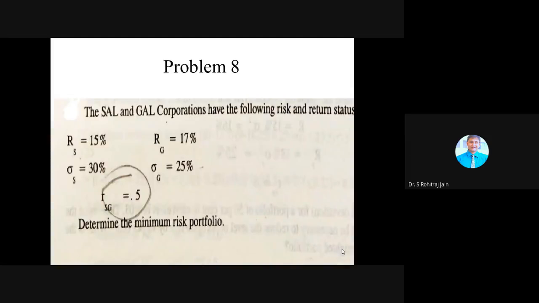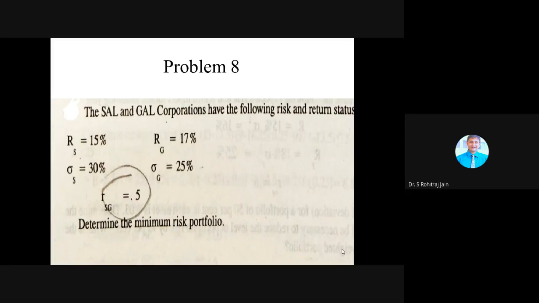Okay, we'll go for the next type of problem, that is problem 8. The SAL and GAL corporations have the following risk and return status. What they have given me is the return of SAL stock, which is 15%, and similarly the return of GAL is 17%. The standard deviation of SAL is 30%, and the standard deviation of GAL is 25%.